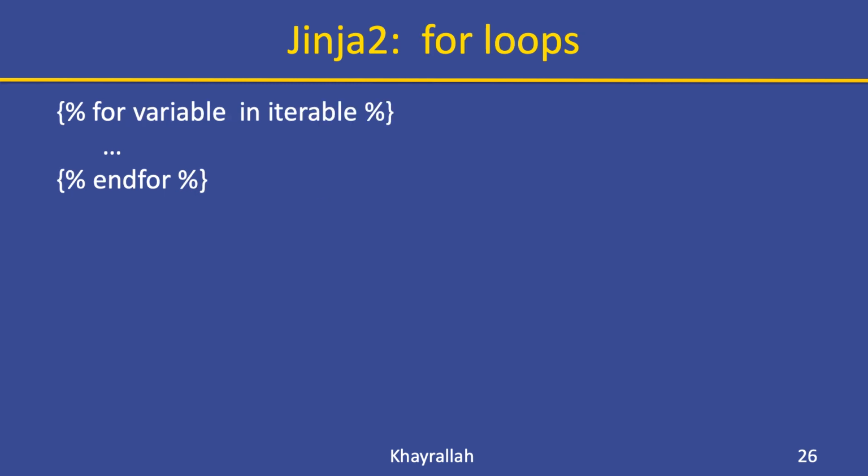Here's how we would write a for loop in Jinja 2. We have for variable in some iterable, and that statement is delimited with the curly braces and percent sign, and we have to have an endfor delimiter.